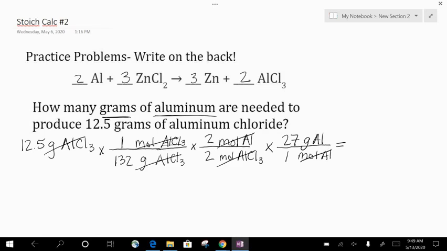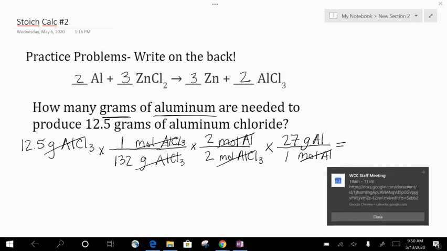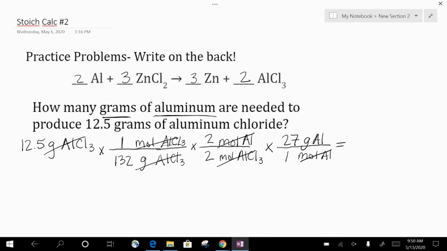And now I just need to multiply across the top. So that would be 12.5 times 1, don't need to do that, times 2, times 27. Hit enter, and then divide by the products of the bottom. 132 times 2 times 1, don't need to do that. And that gives me 2.56, and my unit is grams of aluminum.